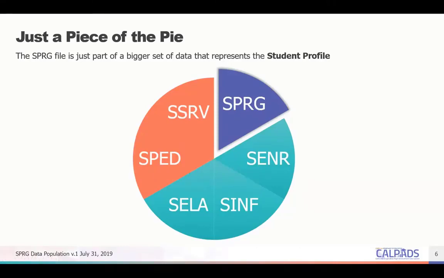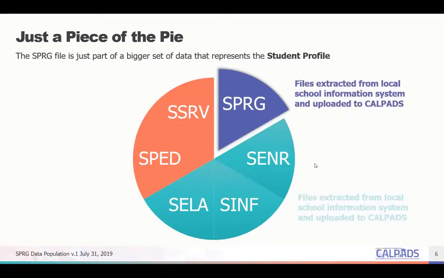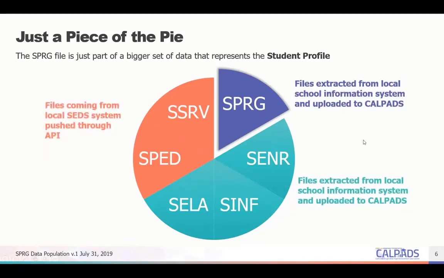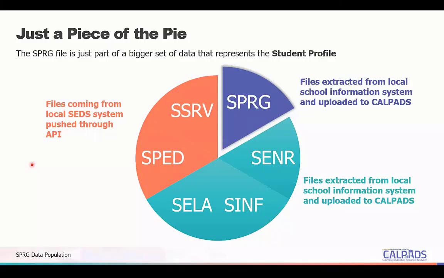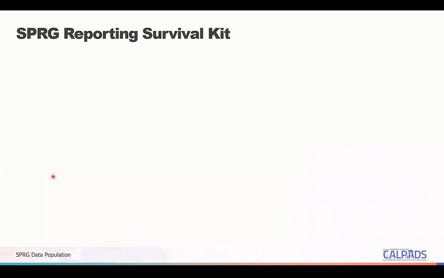special ed services record. The SPRG, SENR, SINF, and SILA are extracted through your school information system and uploaded to CalPADS. And for the SPED and SSRV, these files are coming from your local SED system, or special ed system, and are pushed to CalPADS through API.